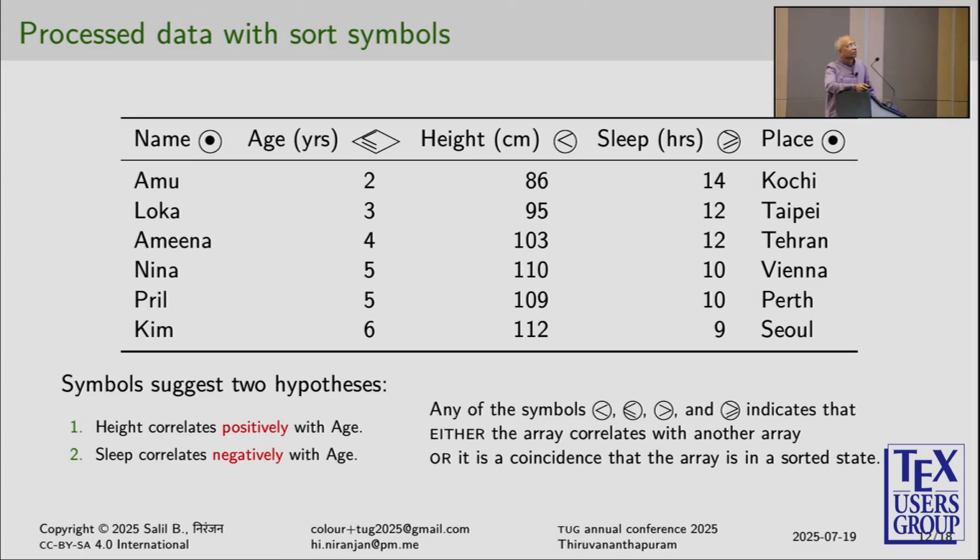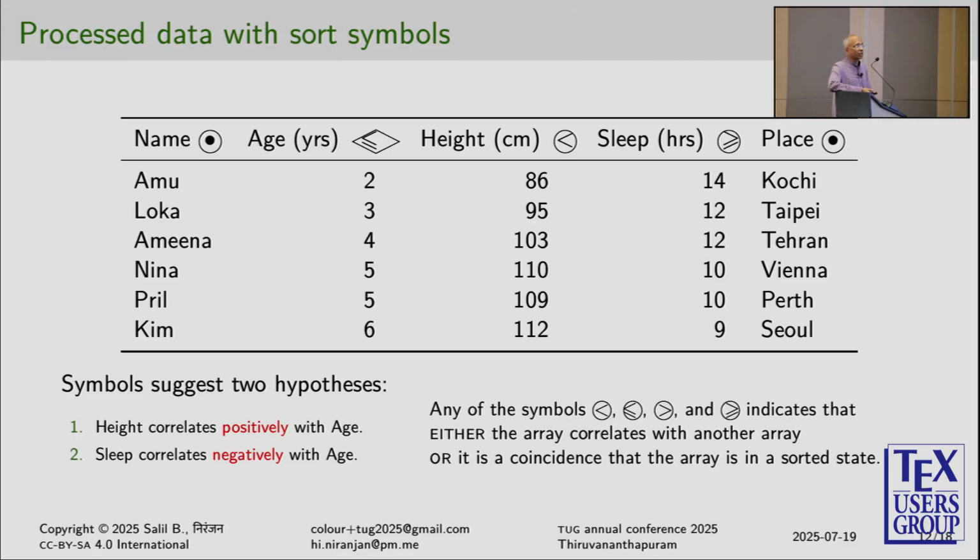Okay. So we got these two arrays sorted, even though we had not actively, manually sorted them. We had sorted only one column, and this is the kind of bonus that we got. And we noticed that place has not been sorted. So we have two results. Height correlates positively with age. They are not results, actually, they are two candidate hypotheses. We'll have to check them using statistics. And sleep correlates negatively with age.